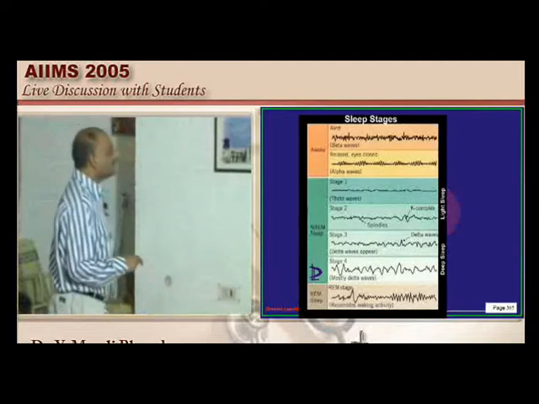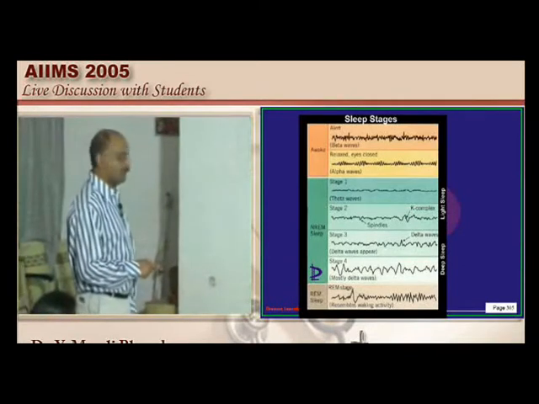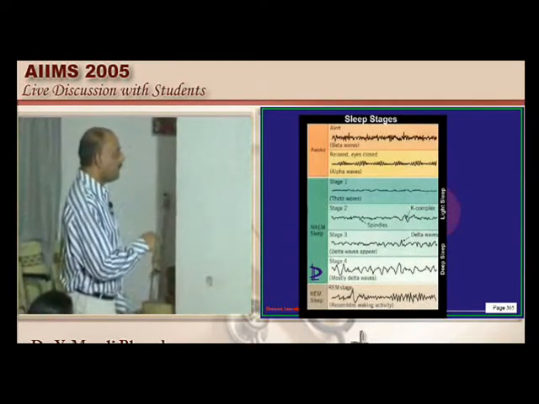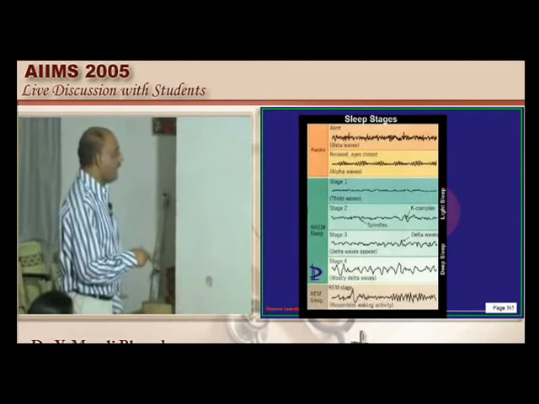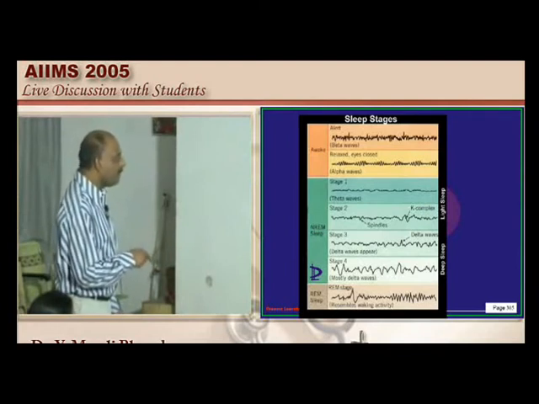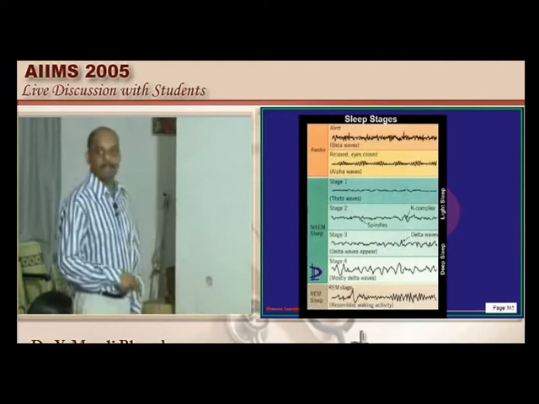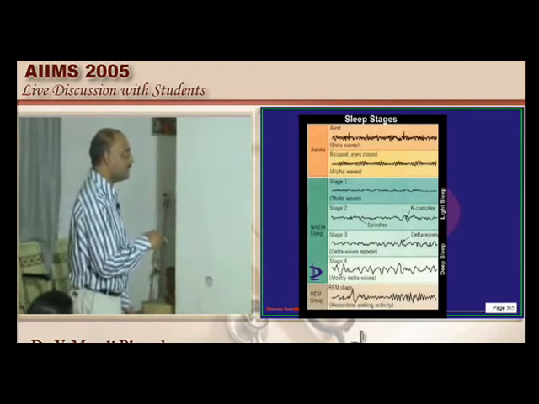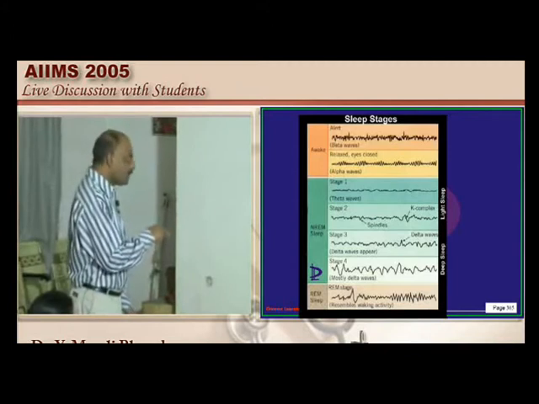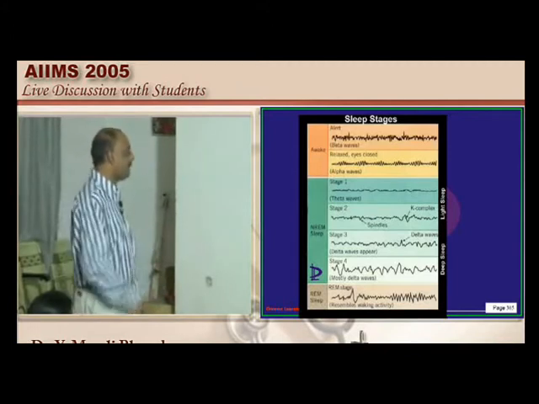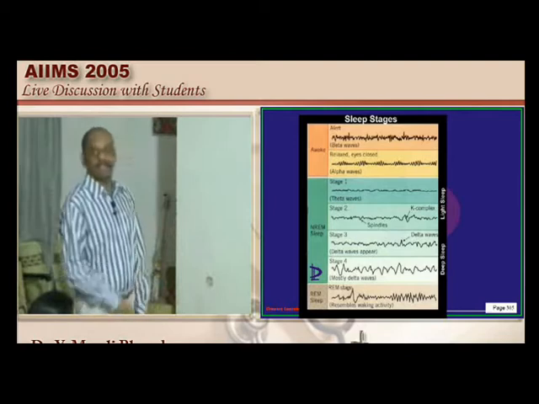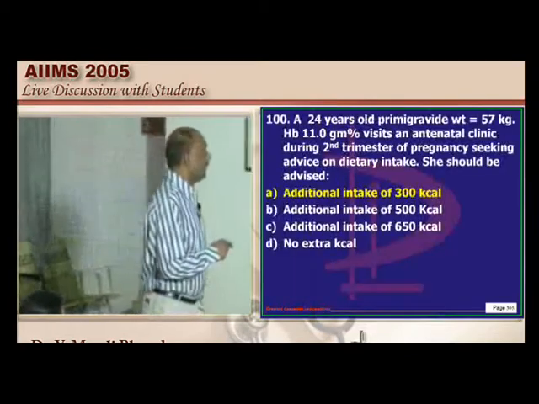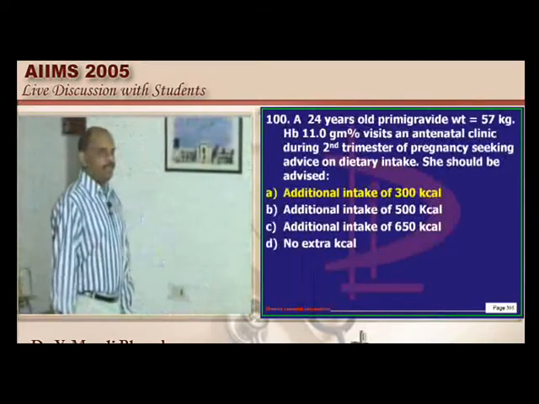In NREM sleep, you will have stage 1, 2, 3 and 4. Out of this, stage 1 will have theta waves, and stage 4 is mostly delta waves. One more favorite question of the exam is, where do you see the K complexes and spindles? It is in stage 2 of NREM sleep. Finally comes the REM sleep. So beta bahut alert is what needs to be fundamentally remembered.